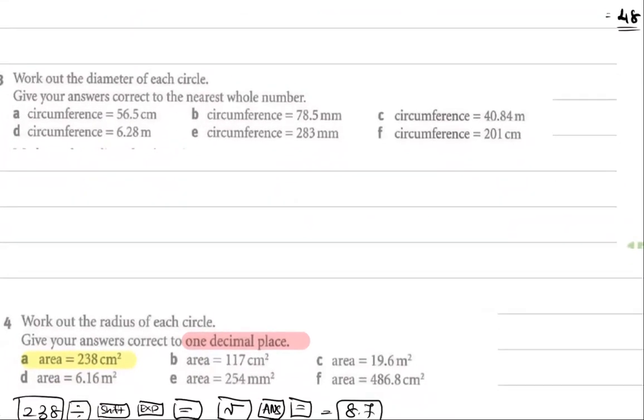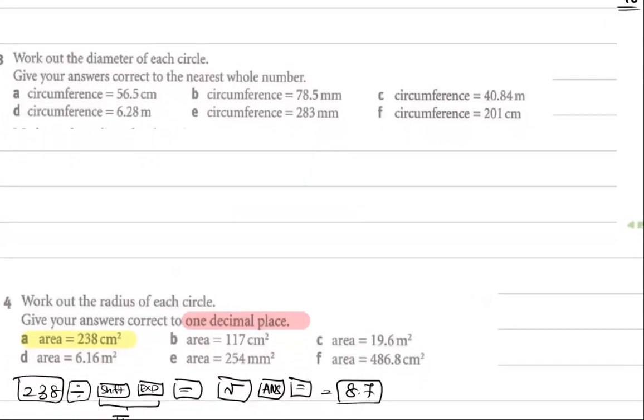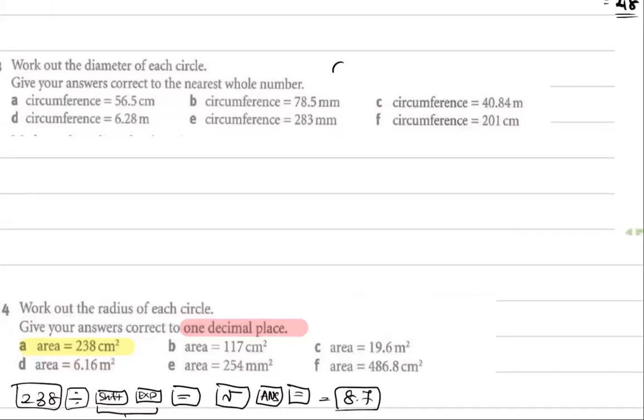Now let's continue with number 3. Work out the diameter of each circle. Give your answer to the nearest whole number. So here you can actually use circumference equals pi multiplied by diameter if you want to. You can use 2 pi r if you want to, then find back the diameter, but this is faster. So A, you can just write pi d is equal to 56.5. Diameter is 56.5 divided by pi.